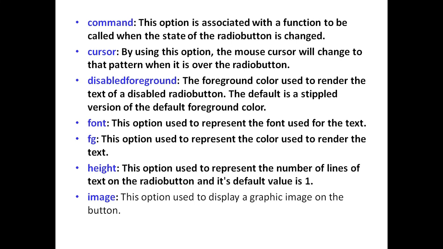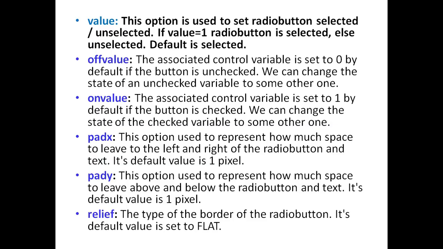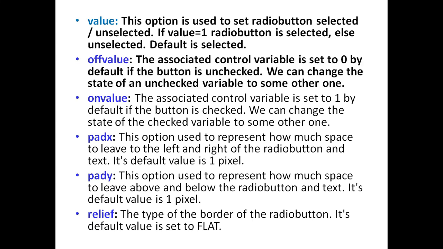The height option is used to represent the number of lines of text on the radio button, and its default value is 1. The image option is used to display a graphic image on the button. The value option is used to set the radio button selected or unselected. If value equals 1, the radio button is selected, else it is unselected. Default is selected. Then offvalue.